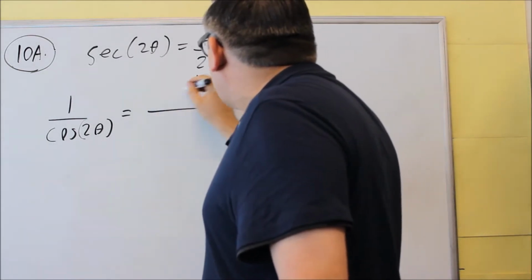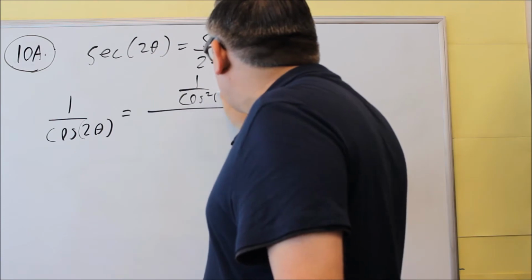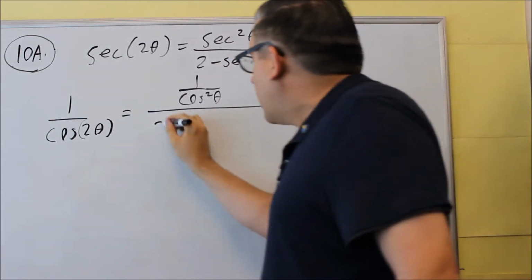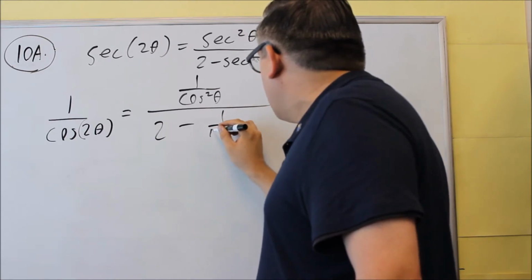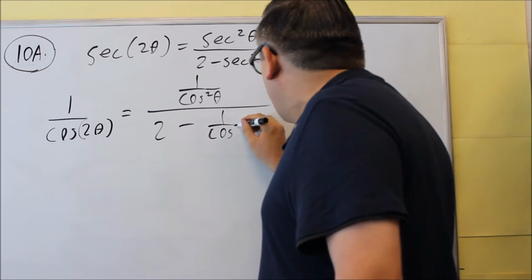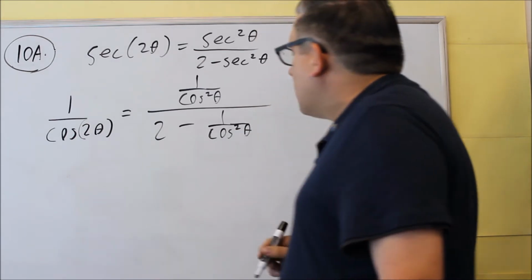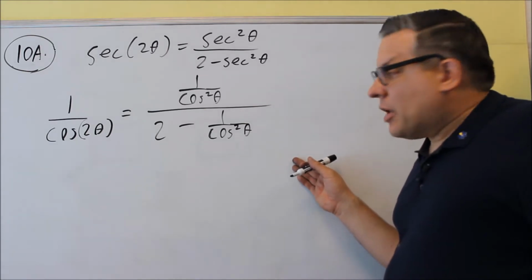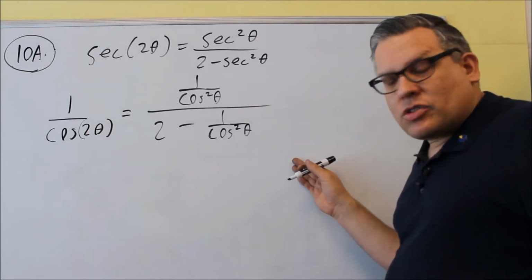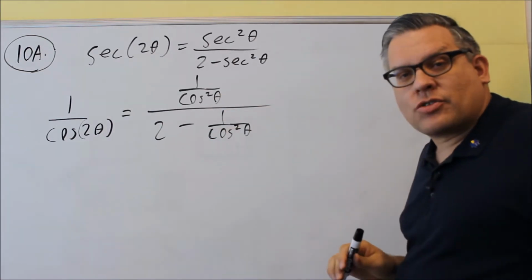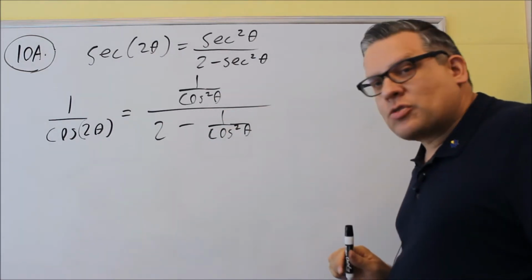So 1 over secant, that's 1 over cosine squared. Because there's a square there, there'll be a square in the formula. Likewise, the same thing will happen down below. You have 1 over cosine squared theta for top and bottom. Another strategy that we talked about is getting common denominators. We want to get common denominators so that we can get rid of the fraction over a fraction situation that's happening on this problem.